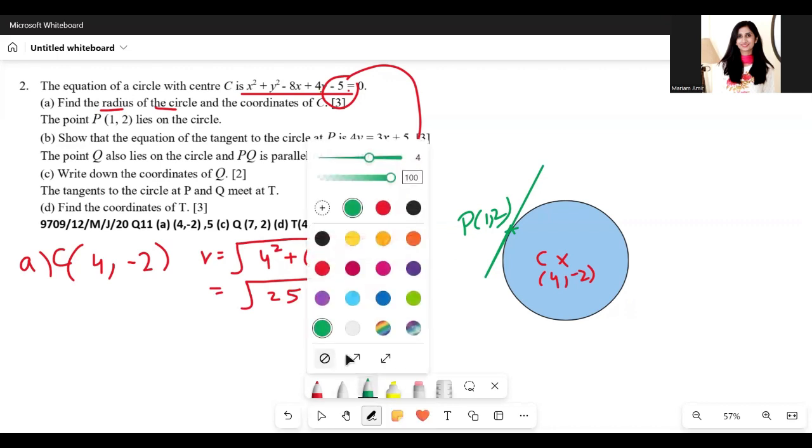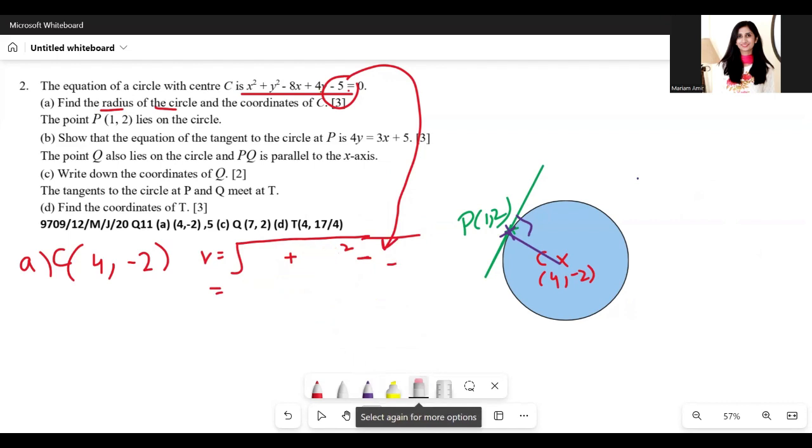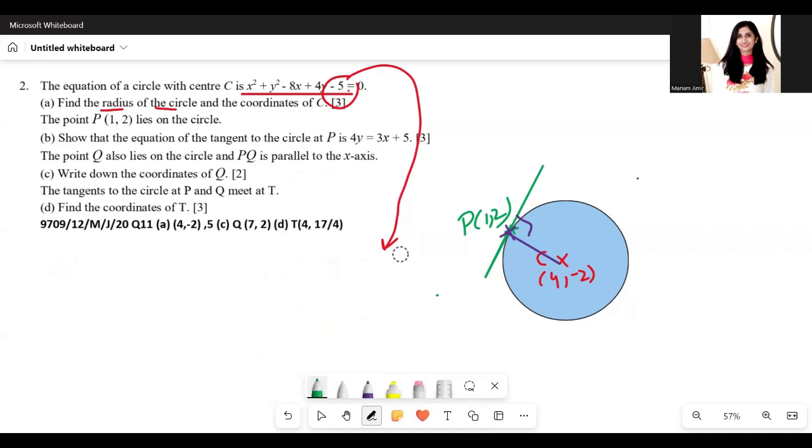So we know from O levels that radius and tangent make a 90-degree angle. Hence, if you connect this, this is going to be a right angle. So now we can find the equation of the tangent. Let's find the gradient of PC first, take its negative reciprocal and then find the equation of the tangent.